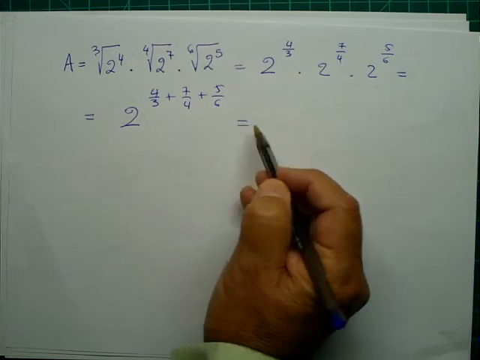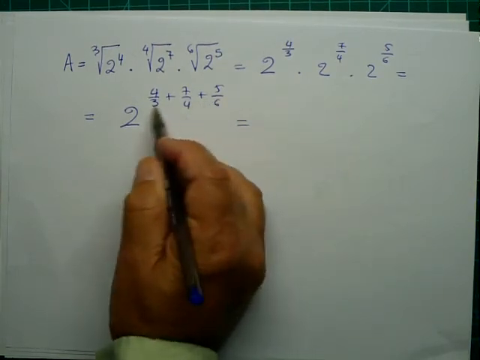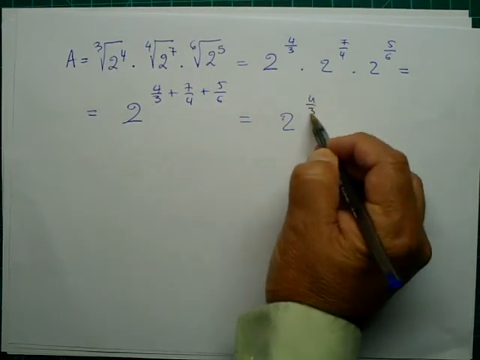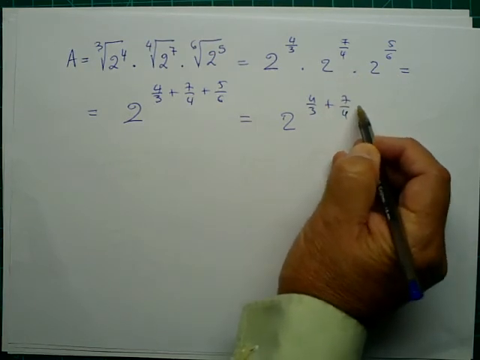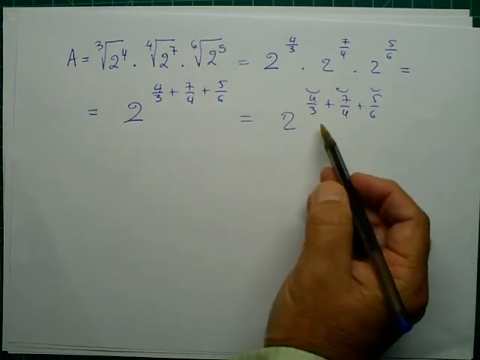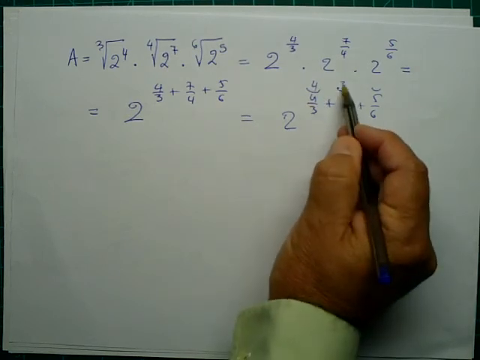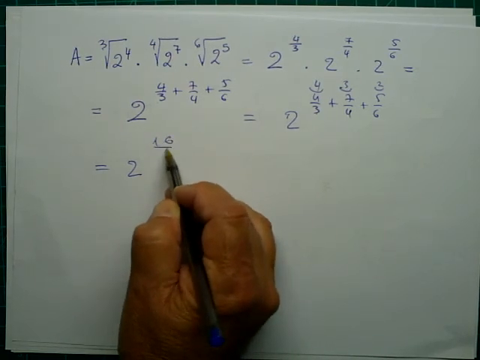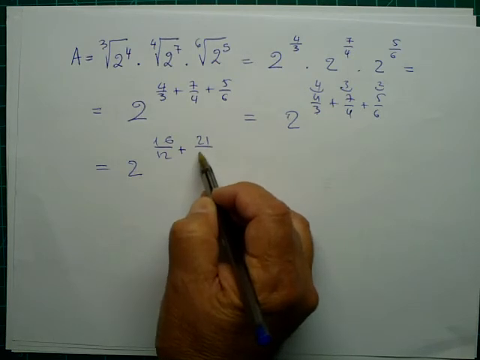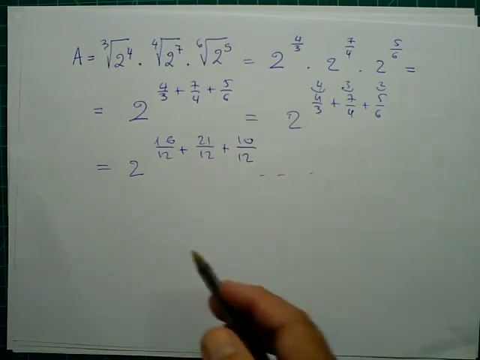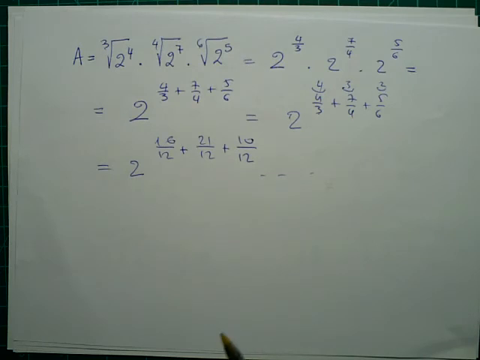Well, the next step is to change these to a common denominator, which means that 4 over 3 plus 7 over 4 plus 5 over 6, the least common multiple of these denominators is 12, so I put 4 here, 3 here, and 2 here, and which becomes 2 to the power of 16 over 12 plus 21 over 12 plus 10 over 12. As you can see, this is rather complicated.